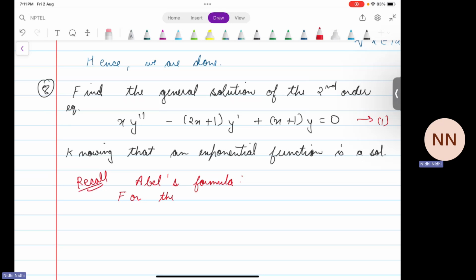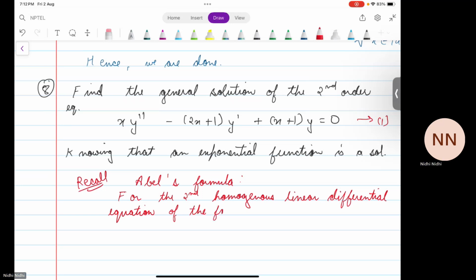For the second order homogeneous linear differential equation of the form y'' + p(x)y' + q(x)y = 0.